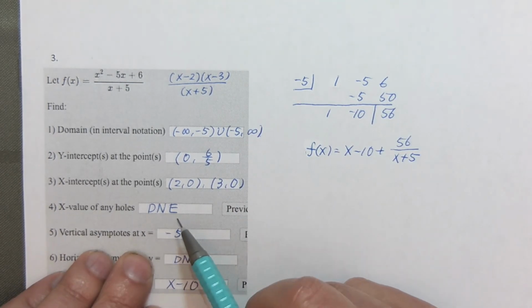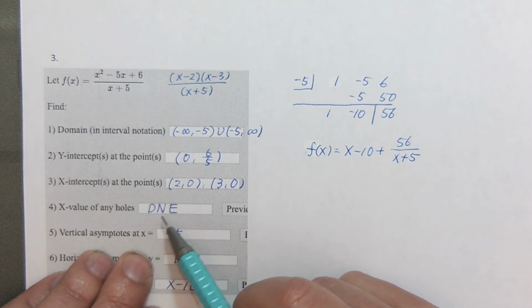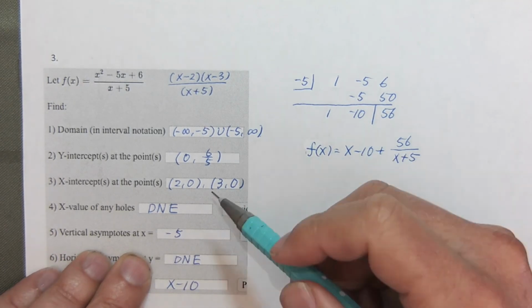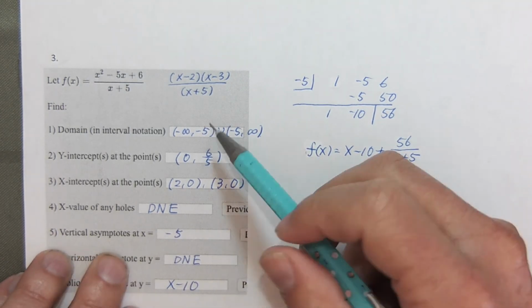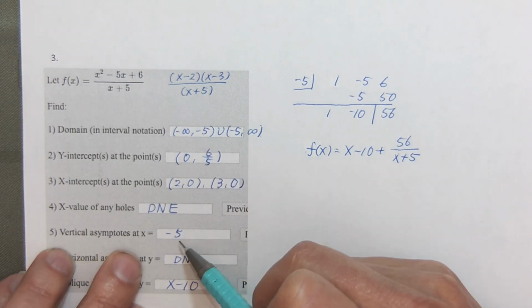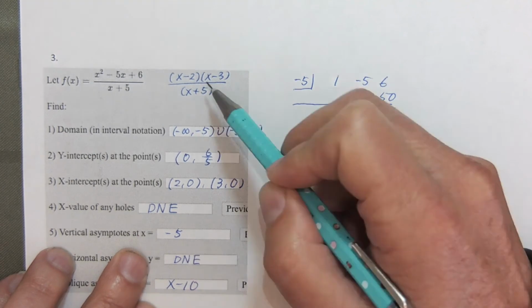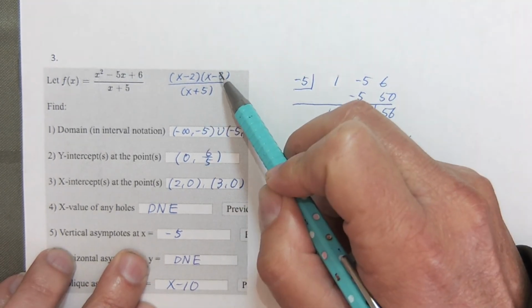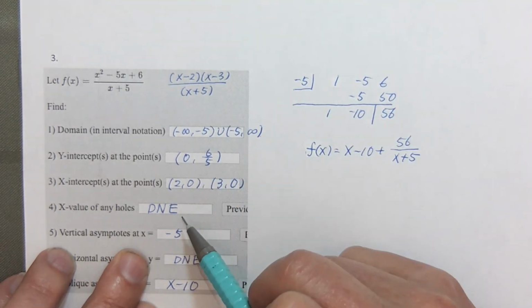She wrote in D and E. That's what you're supposed to put for does not exist into Open Math. Vertical asymptotes at -5, we're definitely going to have them. It's not in the domain. And at x equals -5, we definitely have a vertical asymptote. Again, had it reduced out with another x plus 5 up here, then it would be a hole.